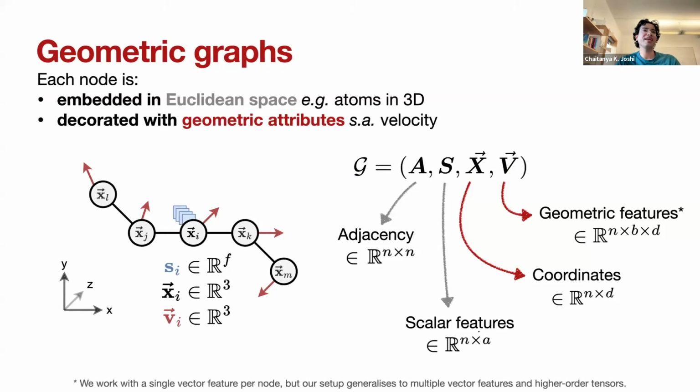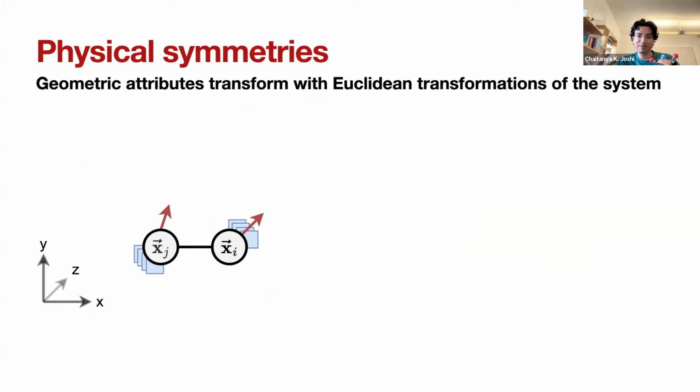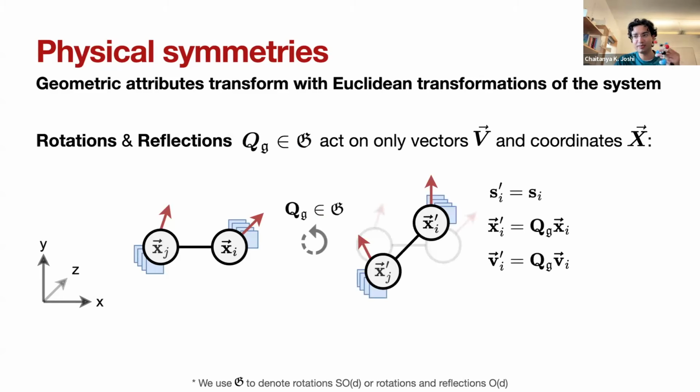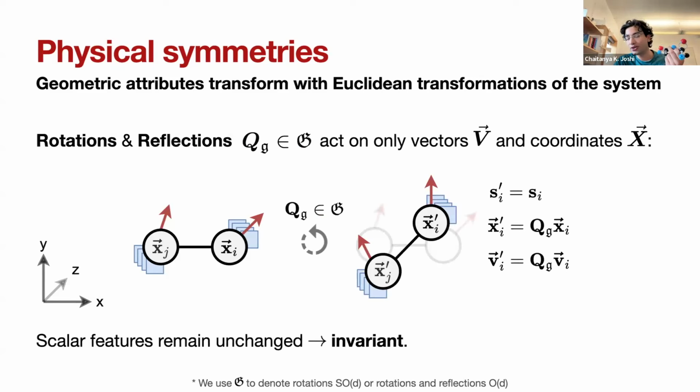And what really makes these geometric graphs quite special is physical symmetries. So these vector type features and coordinates actually transform with Euclidean transformations of your system. So for instance, you could take your graph and rotate it in 3D space. And that would mean that your coordinates are rotating, and these vectors that are attached to each node are also rotating. And importantly, your scalar type features remain unchanged.